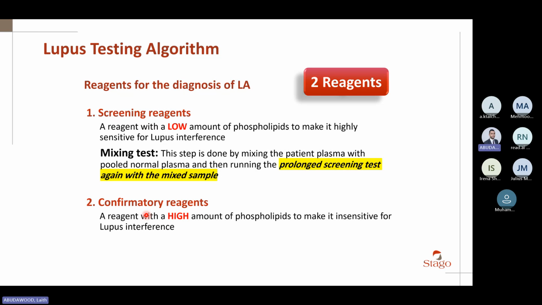So screen reagents only differ from confirm reagents in one simple aspect. This aspect is the amount of phospholipids. Screen reagents always have low amounts of phospholipids. The reason behind that is when I limit the amount of phospholipids, coagulation factors have limited space to do their job on. Because remember, coagulation factors need phospholipids to do their work. If they don't have that, they cannot do their work. Clotting is delayed. So when there are lupus antibodies, they will occupy a lot of the phospholipids quickly because the phospholipids are limited.